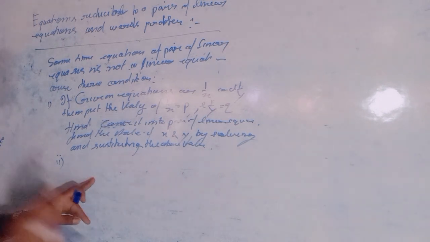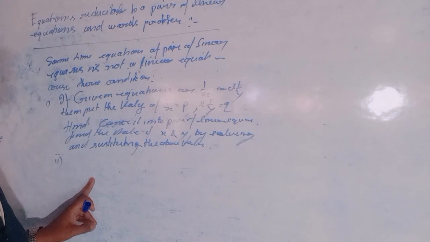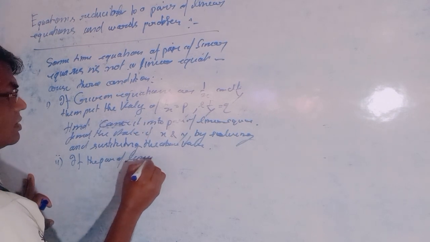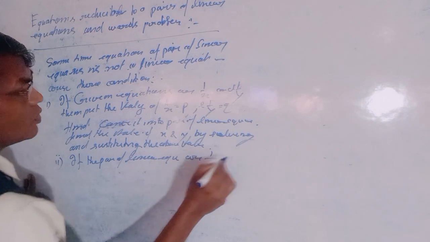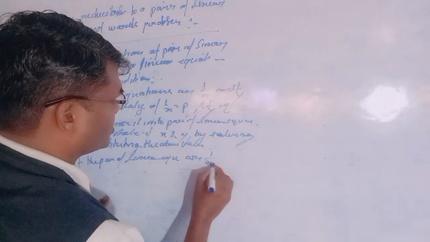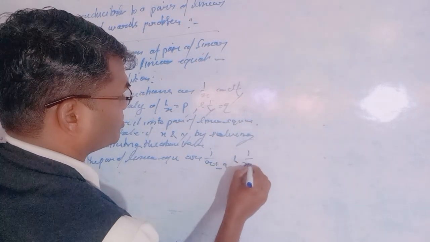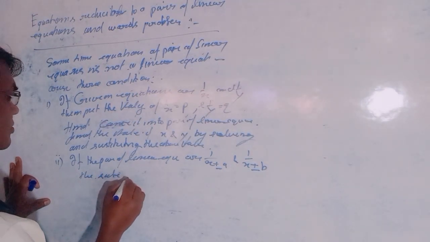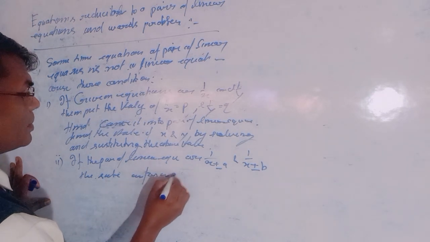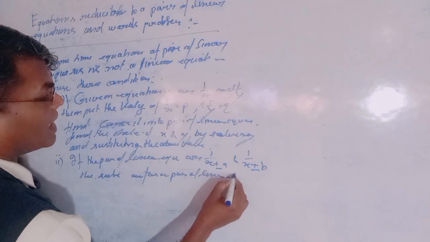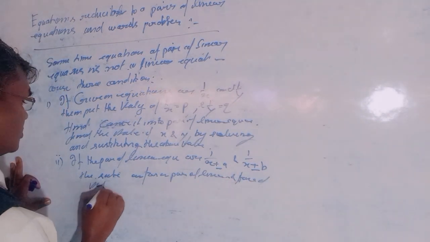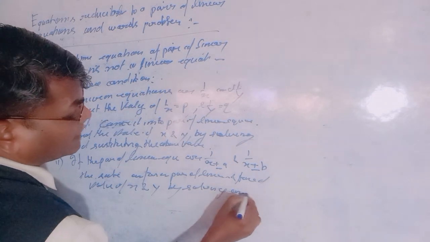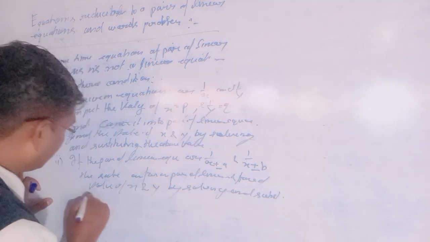The second condition: if the pair of linear equations are 1 by x plus r minus a and 1 by x plus r minus b, then form a pair of linear equations and find the value of x and y by solving and substituting.